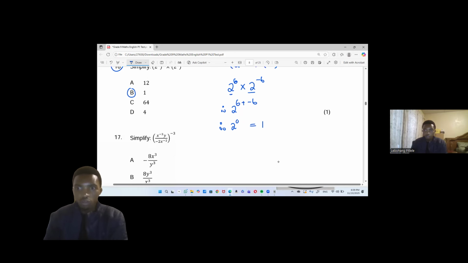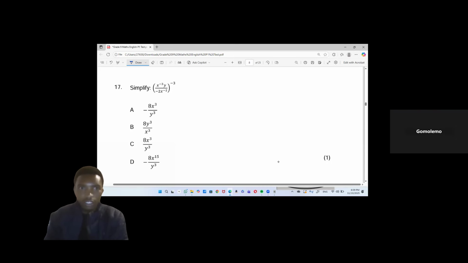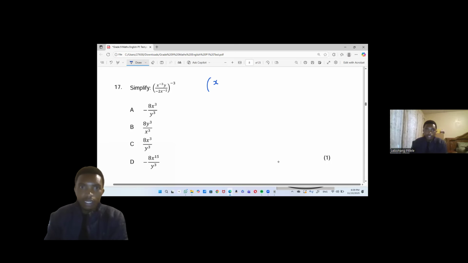And then coming to 17. 17 again, here we are given, and remember I said from 15 upwards we are going to work. From 1 until 15 you can use calculators very easily, but from 15 upwards they want calculations. So here we are given x exponent of negative 3, y over negative 2x exponent of negative 2, close bracket, we have negative 3.